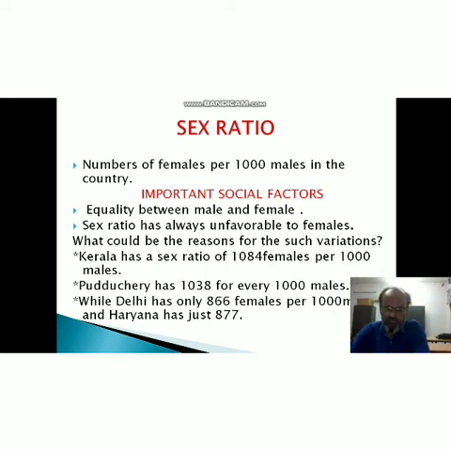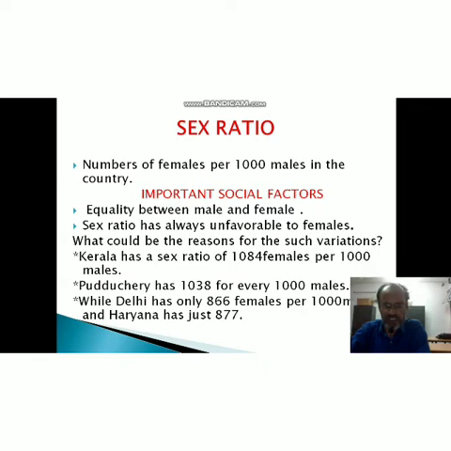Number of females per thousand males in the country. That means in 1000 males, how many females are there, this is called the sex ratio. There are some important social factors. We will see equality between male and female. Sex ratio has always been unfavorable to females, that means females are less than the males.